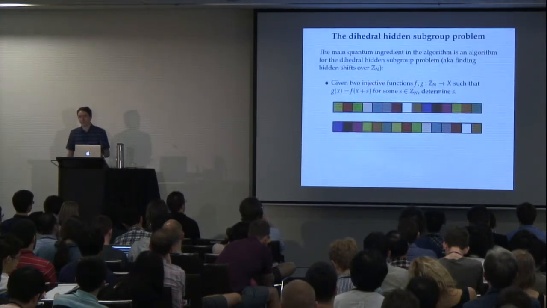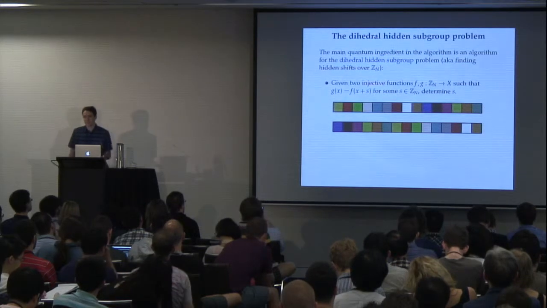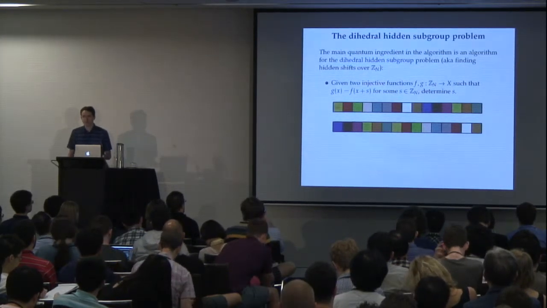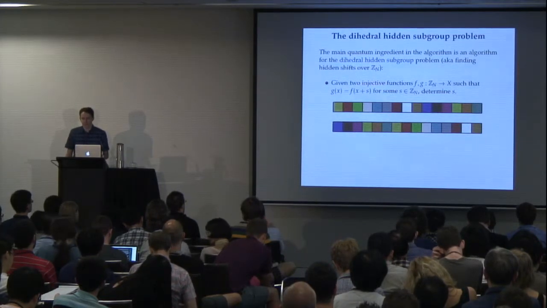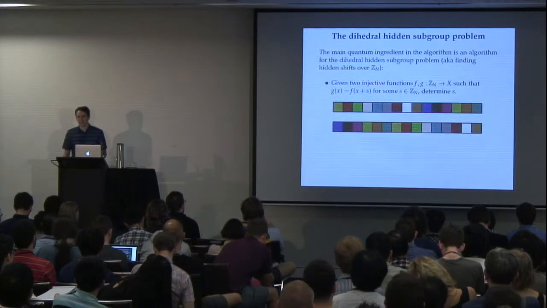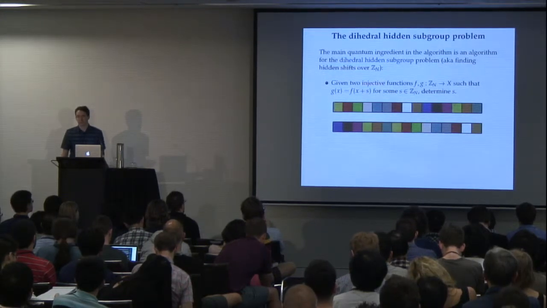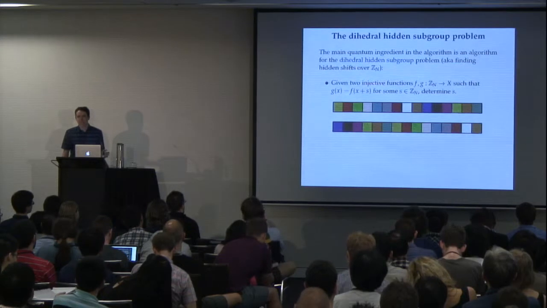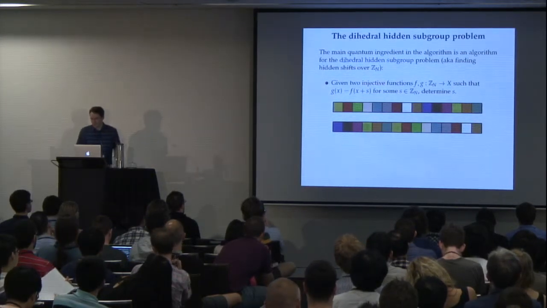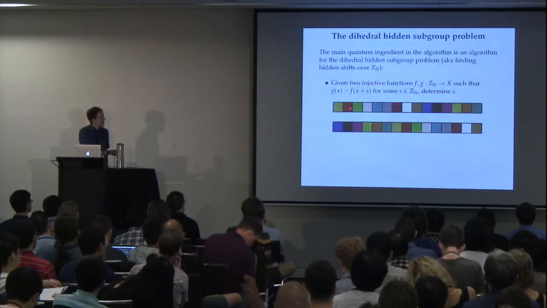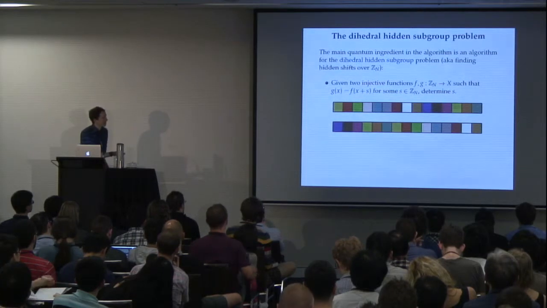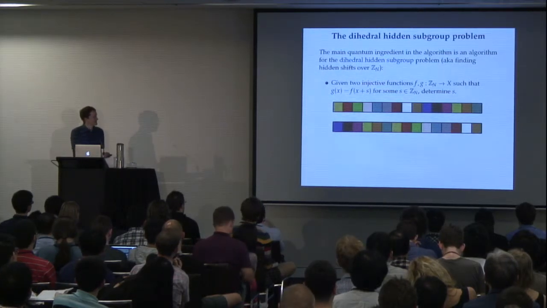So what I'm going to talk about for the rest of the talk is the ingredients that go into the proof of this result. And the main quantum ingredient in this algorithm is an algorithm for this venerable and well-studied problem in quantum computing, the dihedral hidden subgroup problem, or in other words, finding hidden shifts over the integers modulo n. So these colours here are all supposed to be different colours, which may not quite come out on this screen, but hopefully they look slightly different.